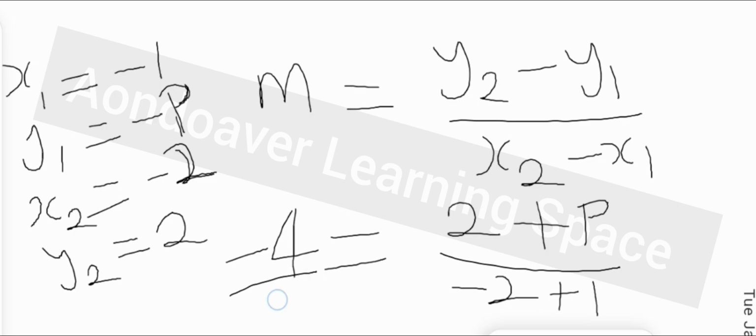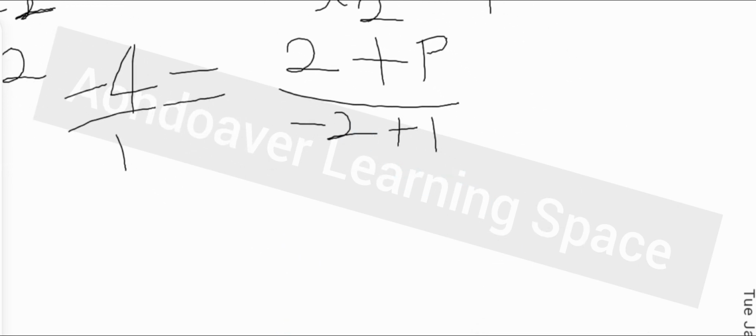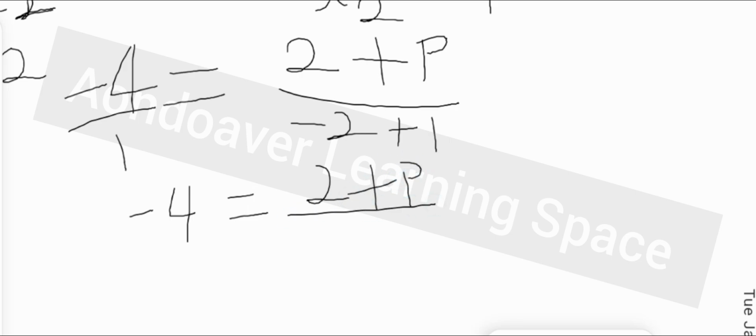So from here we cross multiply, or we can simplify before cross multiplying, whichever one you're comfortable with. Let's simplify first so that it will be easier for you. -4 is equal to 2 plus p over -2 plus 1, which will give you -1. So when we cross multiply, -1 times -4 will give us 4 equal to 2 plus p.